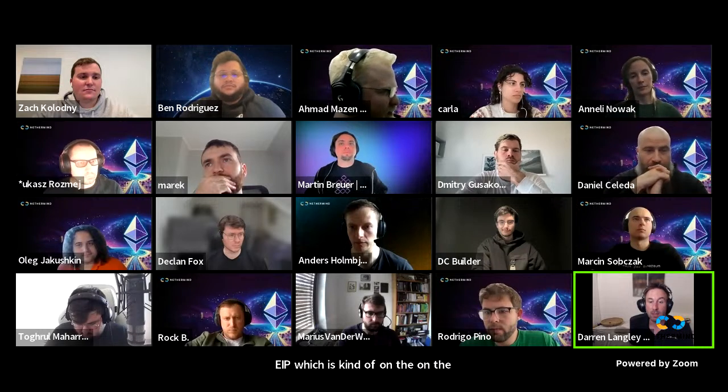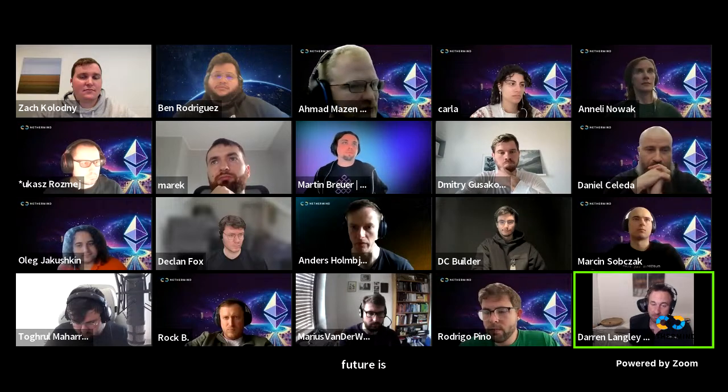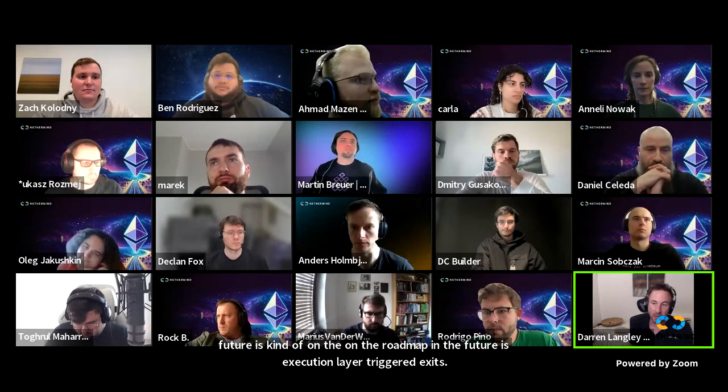One EIP which is on the roadmap in the future is execution layer triggered exits. They're much more interesting from our perspective, because they can be gated and controlled through smart contracts, so that's a little bit easier and much safer from our perspective to use. So that's why we're aiming to potentially use that in the future, if that gets into, is it Pectra or something like that after that.